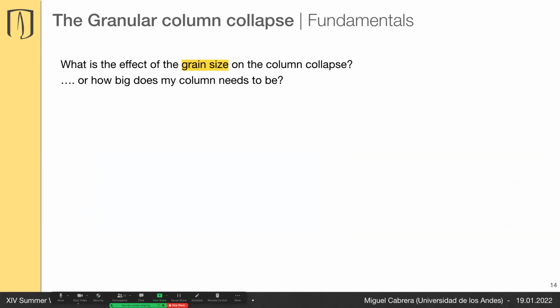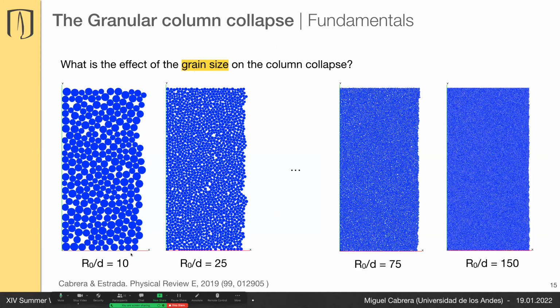So one of the aspects I started working on when studying this configuration was what is the effect of the grain size? Because I wanted to develop experiments that were representative, whether or not the experiment is big enough or not. So we started exploring the grain size effect by making discrete element simulations of columns where we change the size of the grains relative to the width of the column.